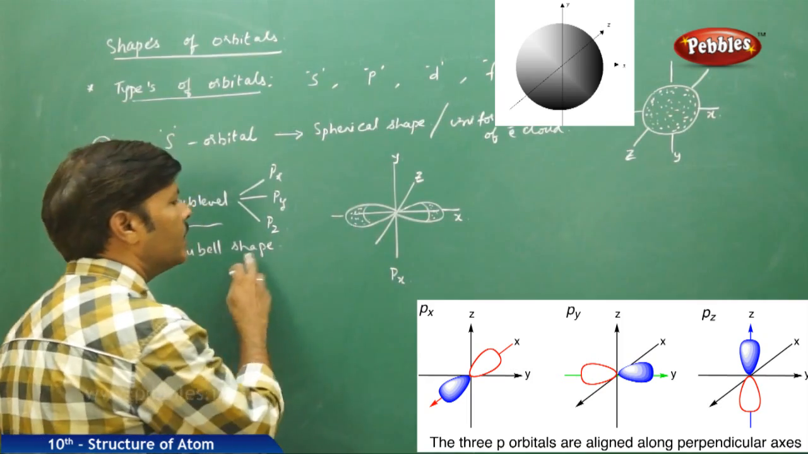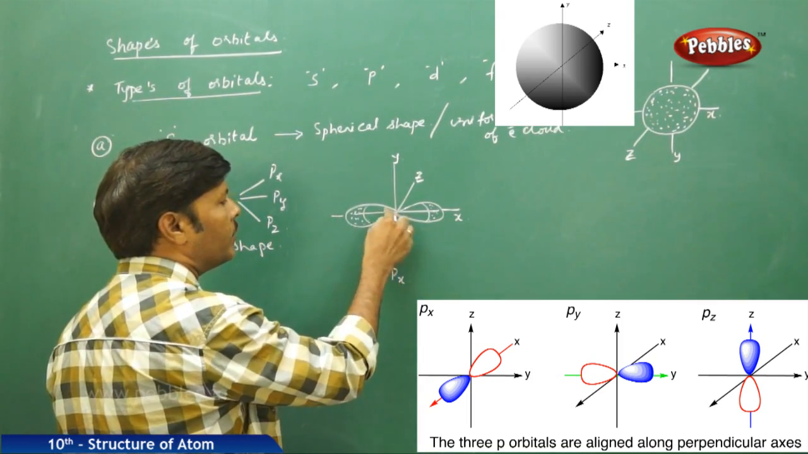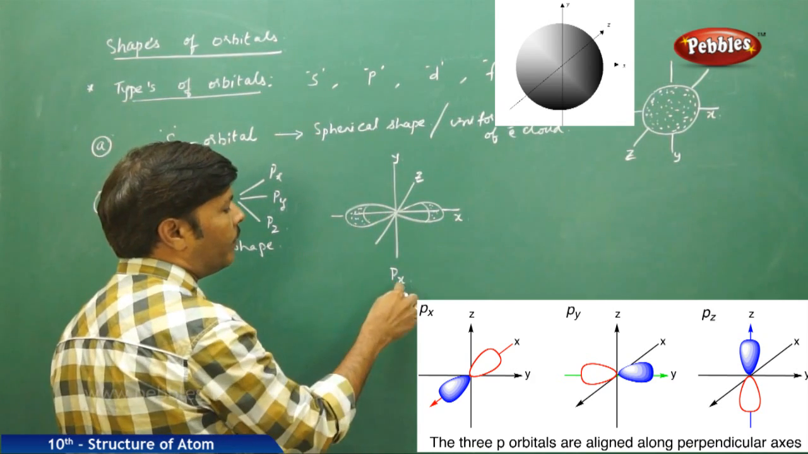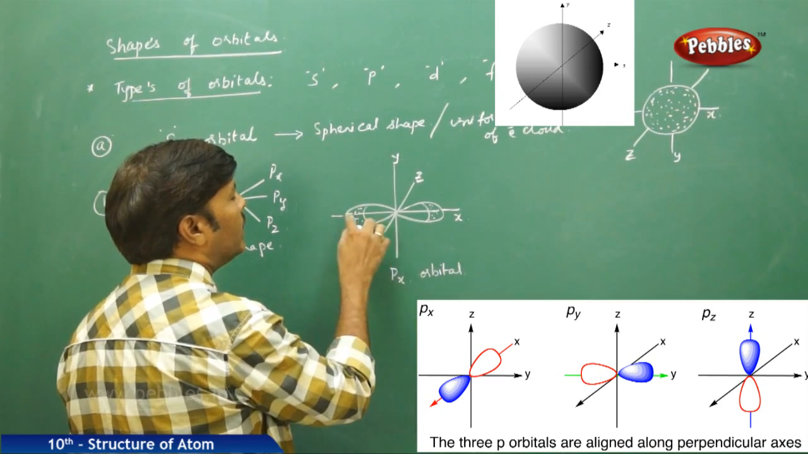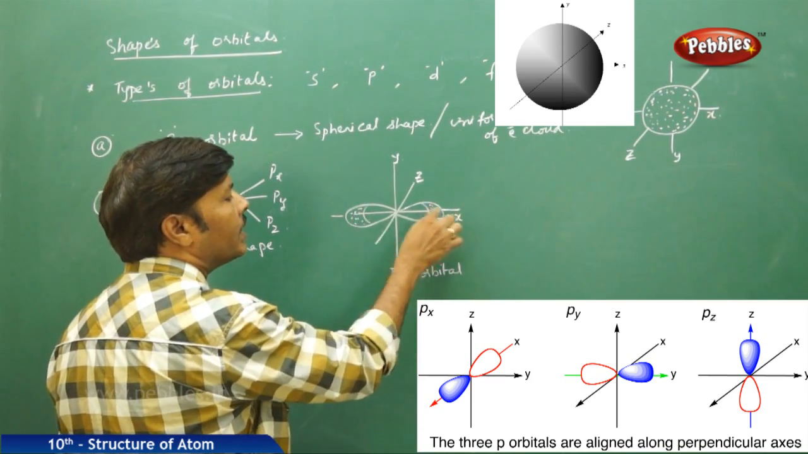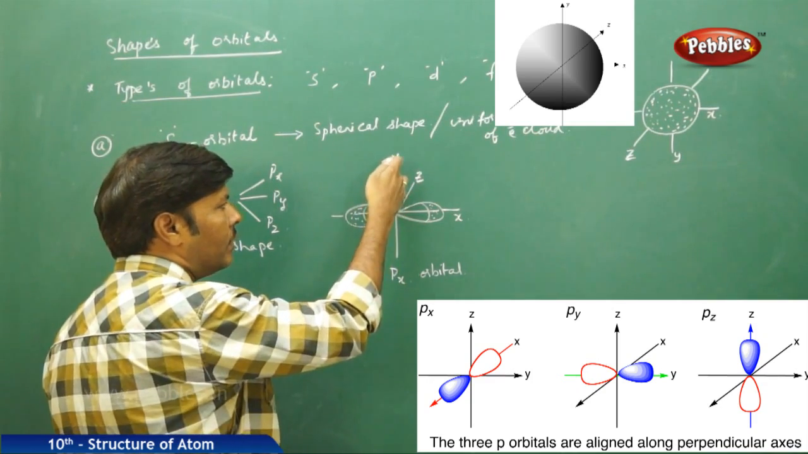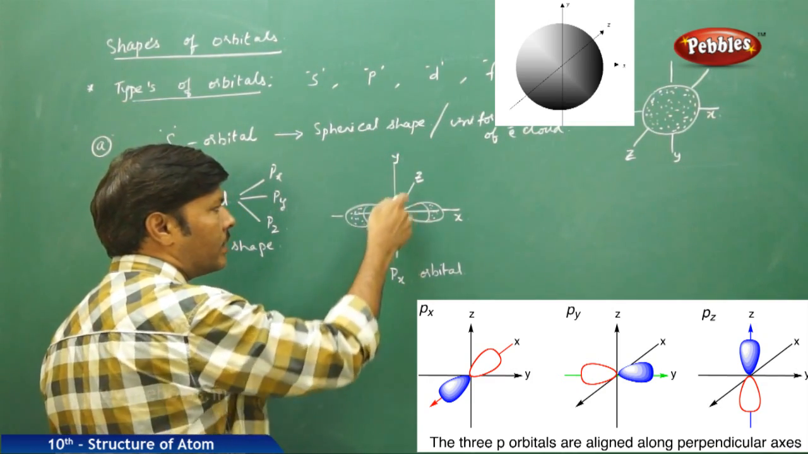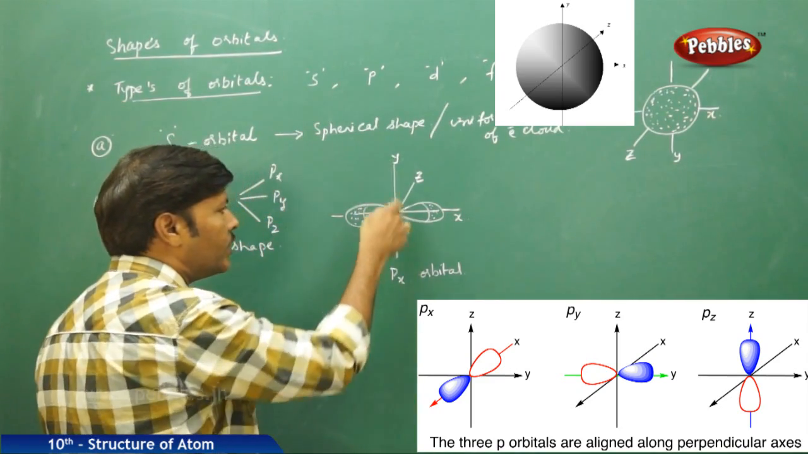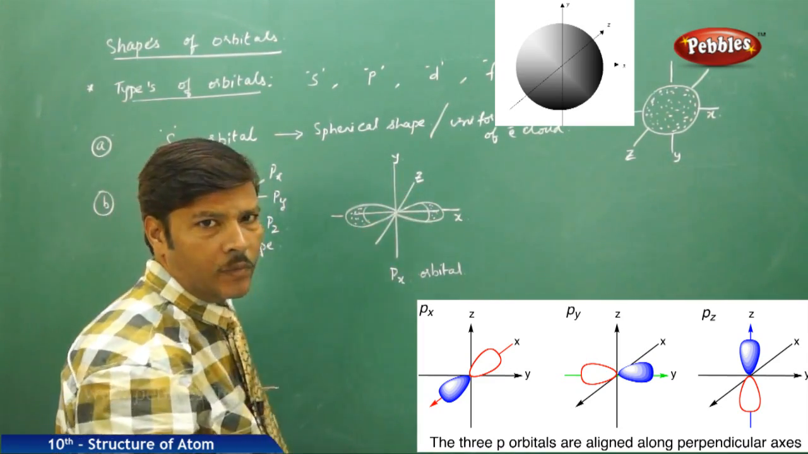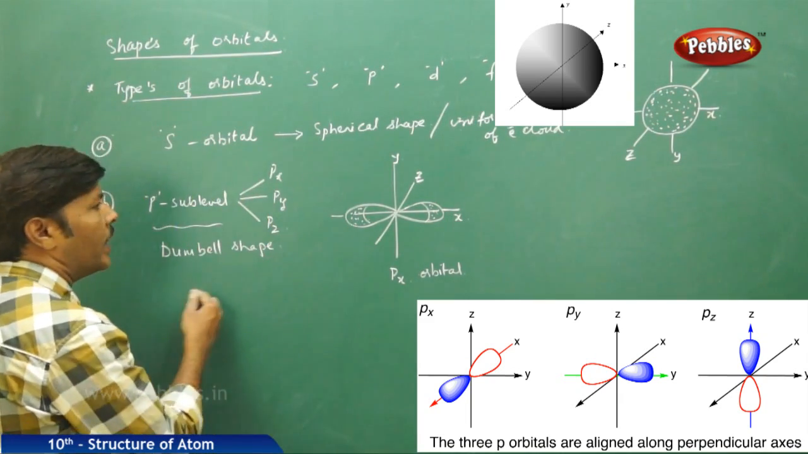This dumbbell is made up of 2 lobes. These lobes are directing themselves in a particular axis. If you carefully observe the px orbital, you find that electron density alignment is taking place only in the x-axis. There is no electron density available in the y-axis and z-axis in the case of px orbital. The plane in a given orbital where there is no electron density is called nodal plane.